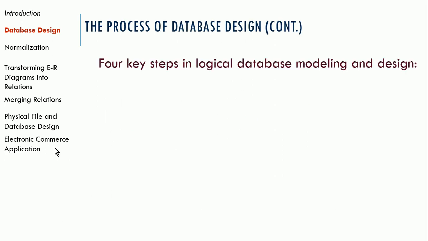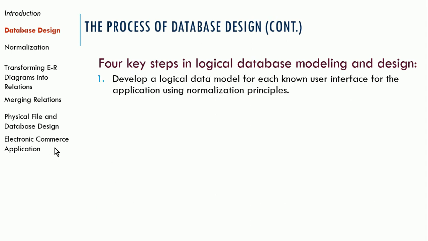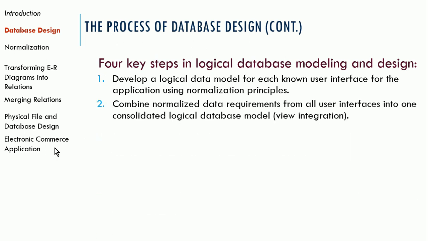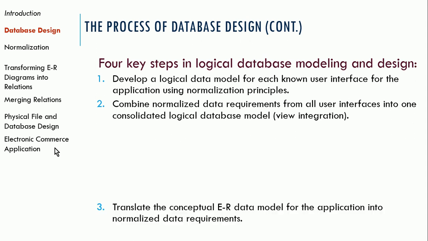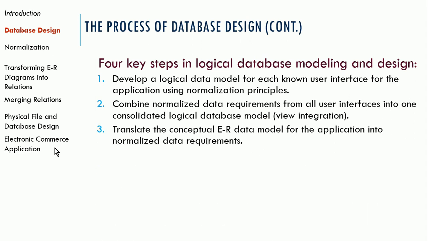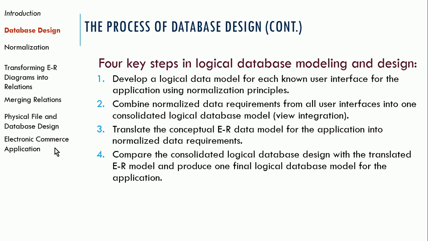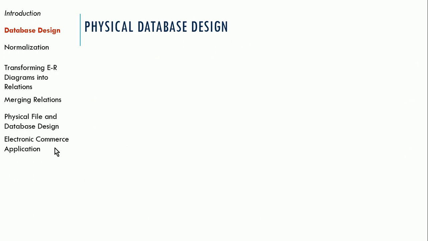So for the process of database design, there are 4 steps in the logical database modeling process. We develop a logical data model for each known user interface for the application using normalization principles. Then we combine normalized data requirements from all user interfaces into one consolidated logical data model. That's called view integration. So we have to create one database model. We translate the conceptual ER model that we create for the application into normalized data requirements. And then we compare the consolidated logical database design with the translated ER model and produce one final logical database model for the application, or for the system that we're developing.